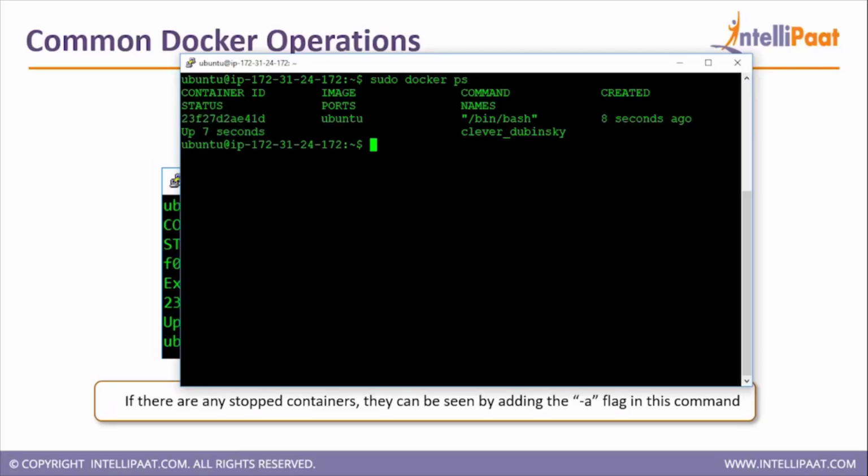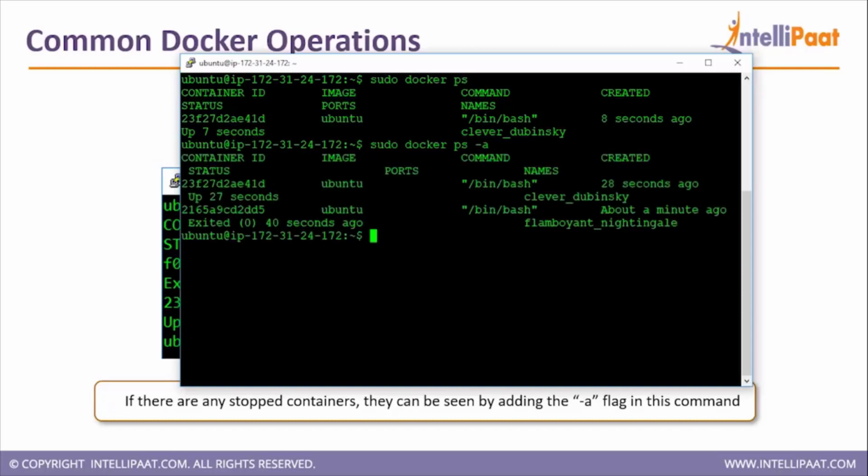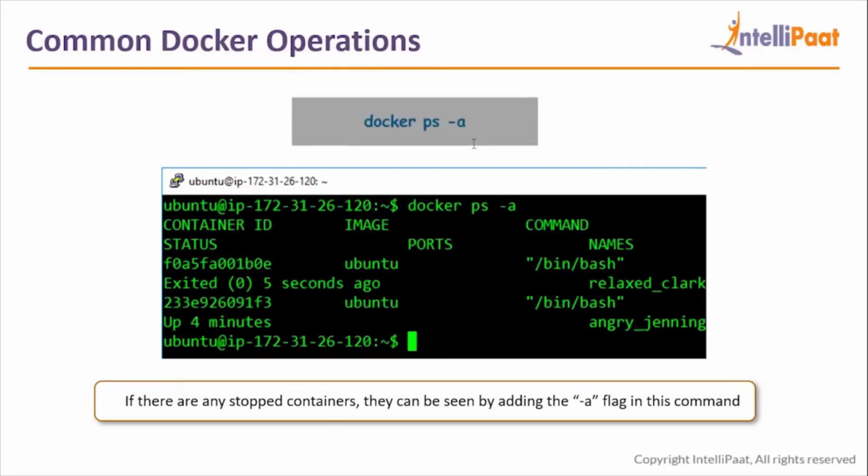But if I want to see all the containers on my system, that could either be in the start state or the stop state, all I have to do is type in the command sudo docker ps -a. With this, I can see the containers. This container is running, which was made around 27 seconds ago. And this is the container which has exited, which we manually stopped. We can see that by passing the command sudo docker ps -a.